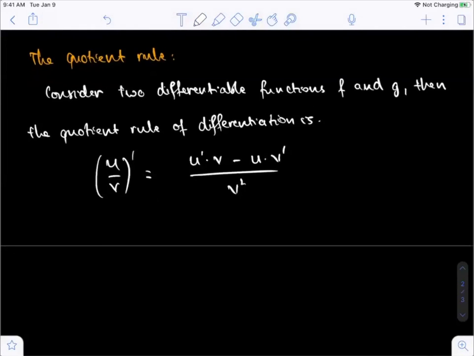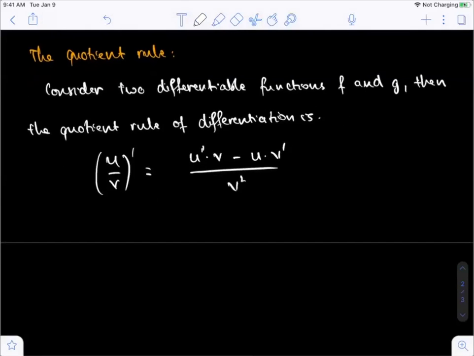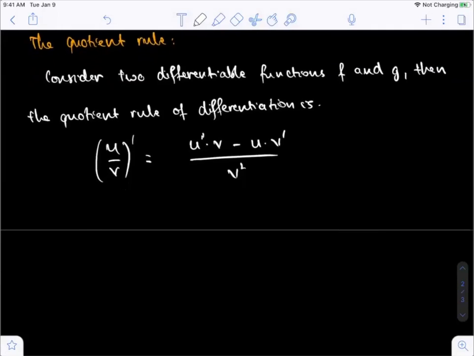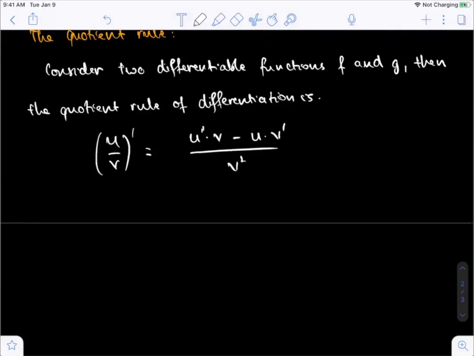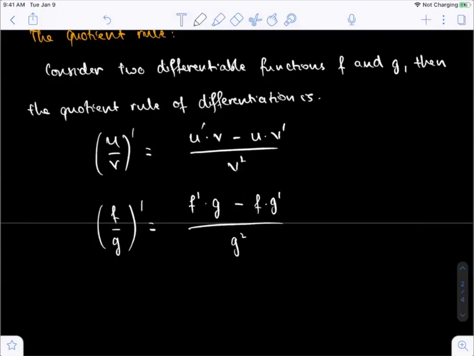Okay, now let's work on some examples right here. Because we're talking about two differentiable functions, f and g, I'm going to write the rule in terms of f and g as well. It's very similar to the case of u and v: f prime times g minus f times g prime, altogether divided by g squared. Assume that in this case the denominator is different from 0, of course.